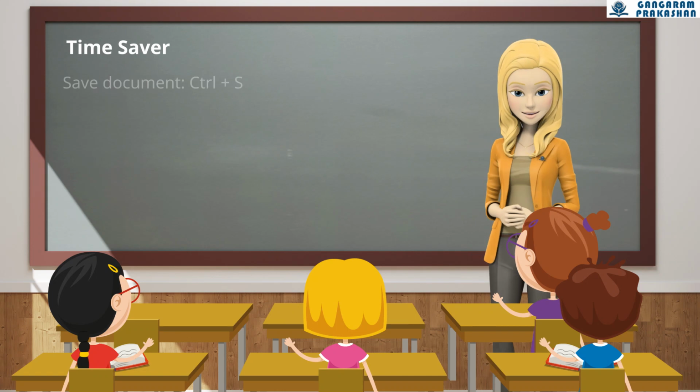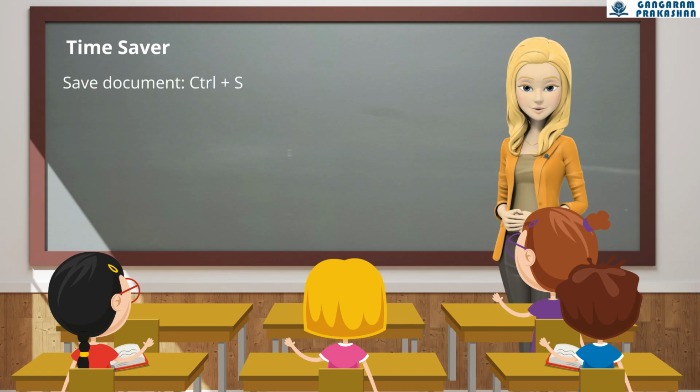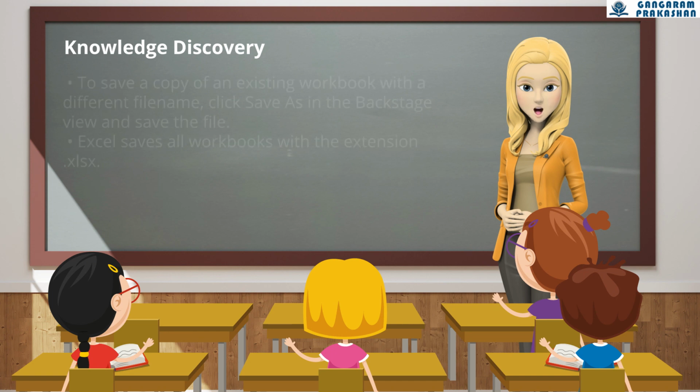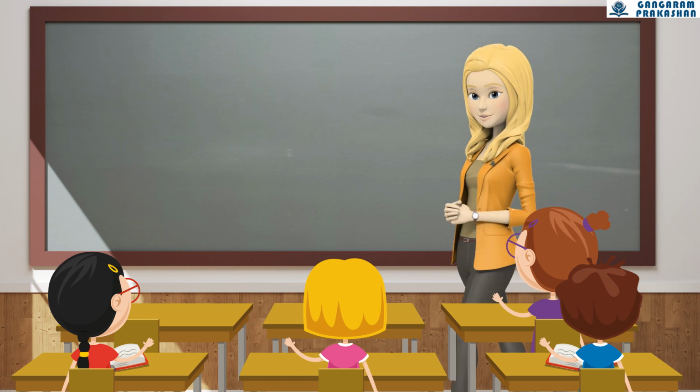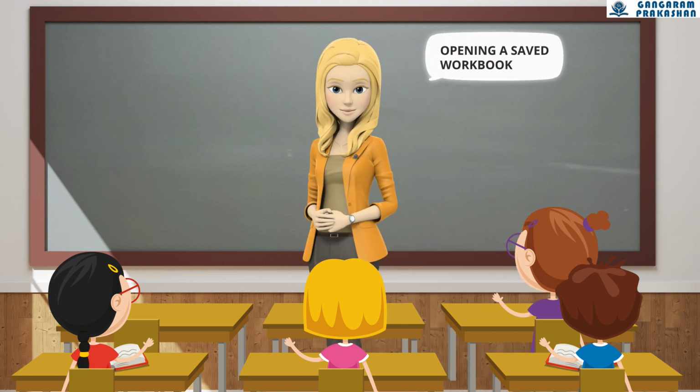Time Saver: Save document, Ctrl+S. Knowledge Discovery: To save a copy of an existing workbook with a different file name, click Save As in the Backstage view and save the file. Excel saves all workbooks with the extension .xlsx.